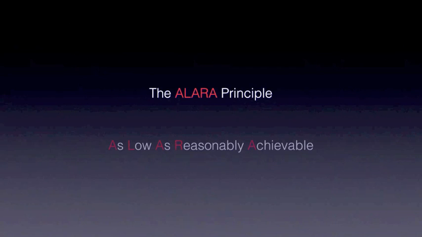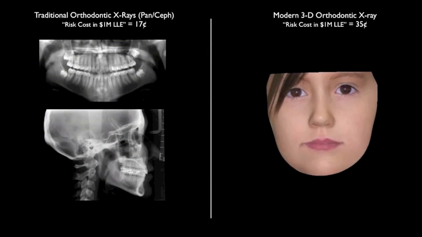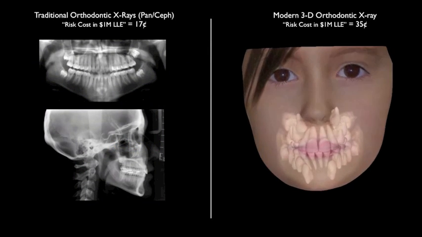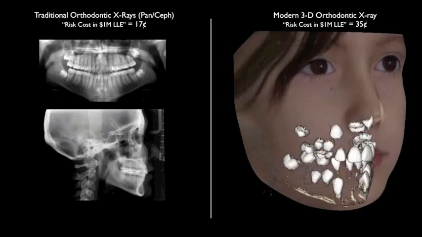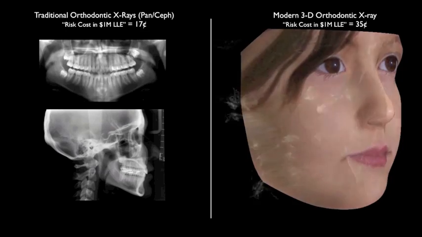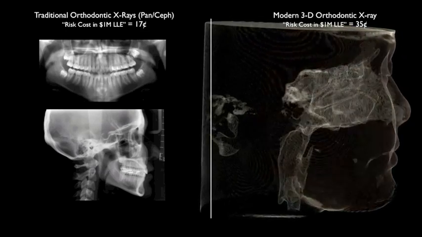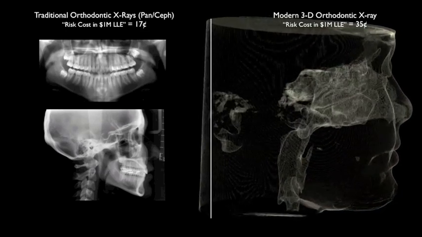Now, of course, in dentistry and medicine, we have something called the ALARA principle, which is as low as reasonably achievable. And all of us doctors want to practice the ALARA principle when it comes to X-ray exposure. So all of us are really trying to keep the exposure down. And as we discussed last time, the two different orthodontic options that are on the table right now are the traditional panoramic and cephalometric X-ray versus the 3D X-ray on the right.